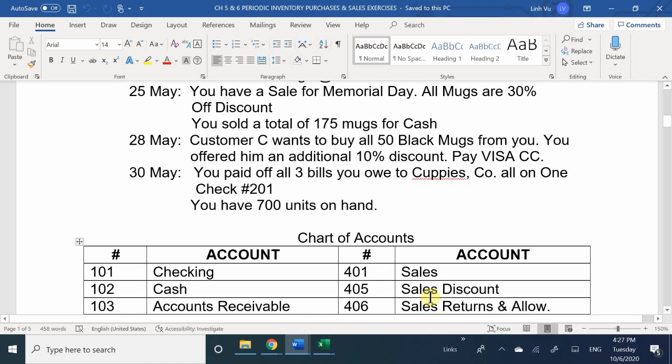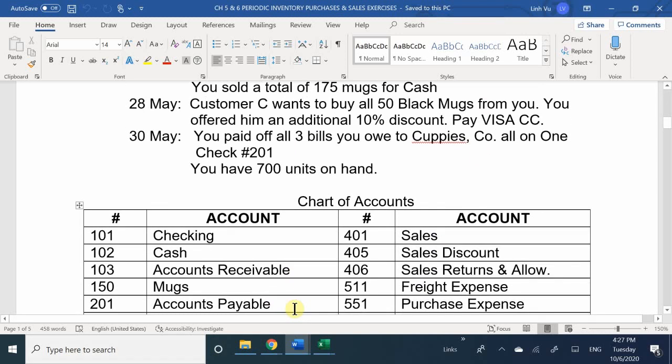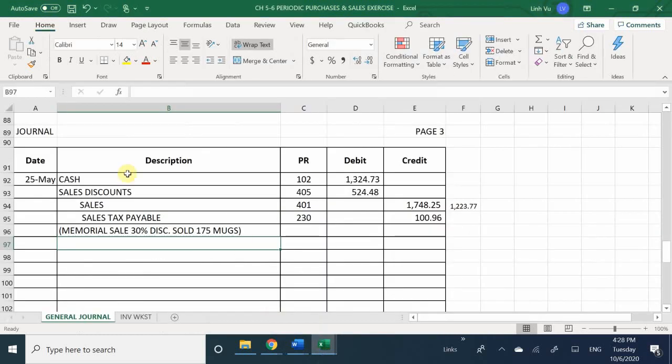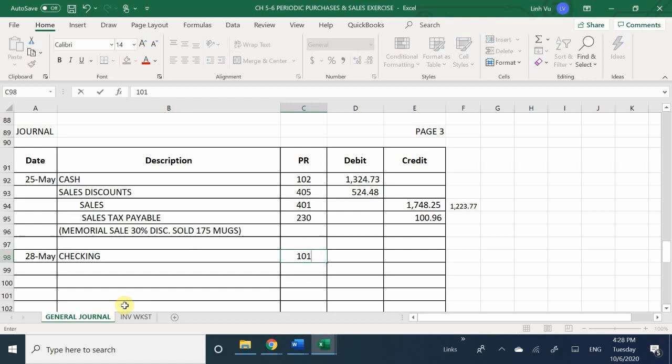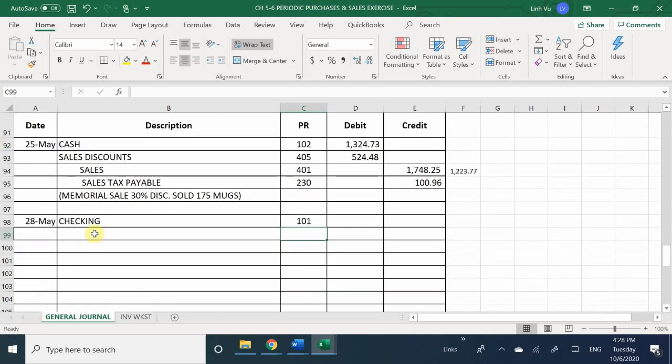For this type of purchase, it's going to be the checking, directly into your checking account. Correct. All right. So getting back to that day, the account will be checking, which is 101. So May 28th, we're going to go to checking. Is it 101 or 100? I think it's 101. Perfect.